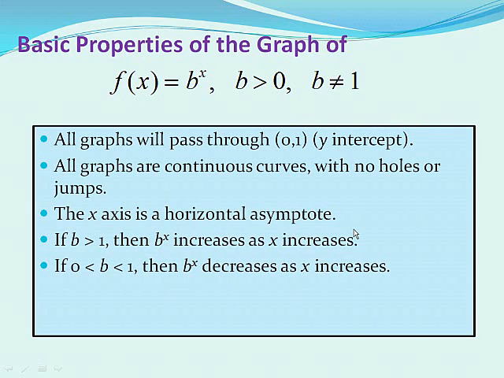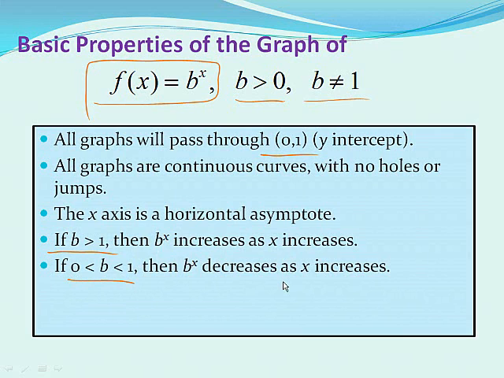Some basic properties of the graph of f of x equal to b power x, where b is greater than 0 and b not equal to 1. All graphs will pass through the point 0, 1. And all graphs are continuous curves with no holes or jumps. The x-axis is a horizontal asymptote, and if b is greater than 1, then b power x increases as x increases. And also notice that if b is between 0 and 1, then b power x will be decreasing as x increases.